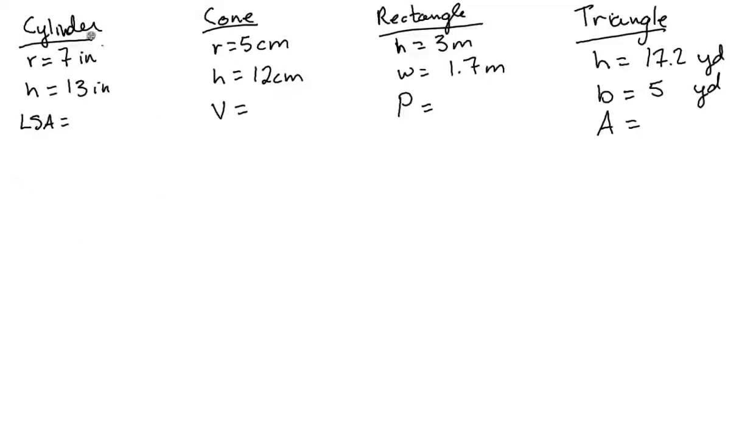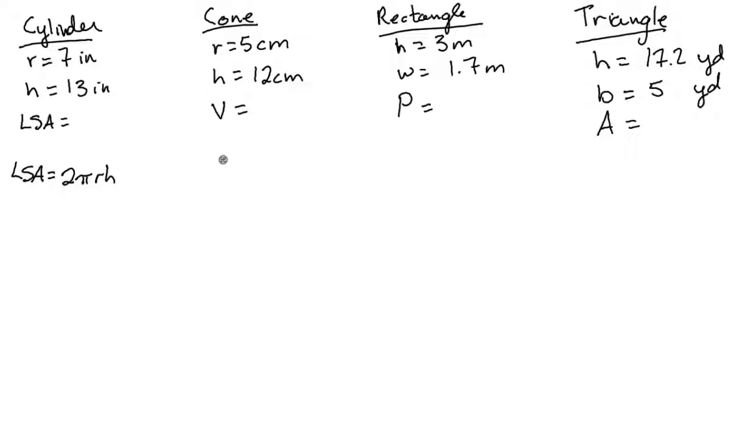Here are 4 problems: the cylinder, the cone, the rectangle, and the triangle. The formulas are in your book in section 1.3. But we'll list them out here and then give you a chance to try them on your own. For the lateral surface area of a cylinder, it is 2 pi r h. And remember, this is area, so your units will be in inches squared.